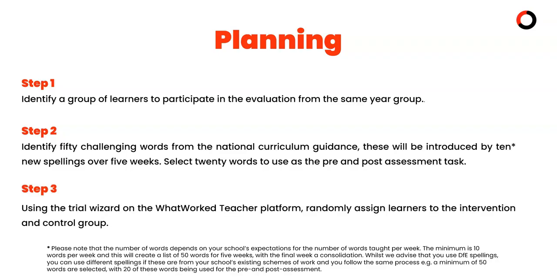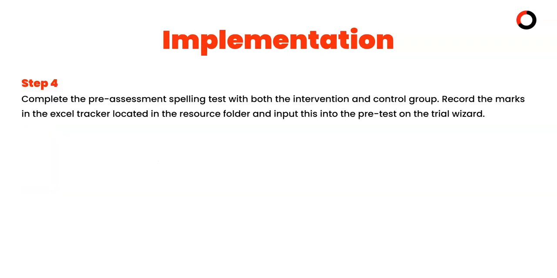Step 3. Using the trial wizard on the What Work Teaches platform, randomly assign learners to the intervention and control group. Implementation. Step 4. Complete the pre-assessment spelling test with both the intervention and control group. Record the marks in the Excel tracker and then input these into the pre-test on the trial wizard.